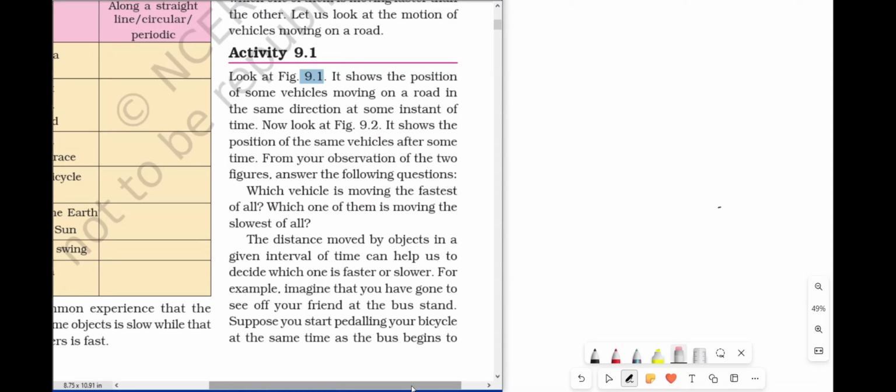So what does this tell us? That the green car must have been moving faster than the other cars. So what does the figure 9.2 show? It shows the position of the same vehicles after some time. From your observation of the two figures, answer the following questions. Which vehicle is moving the fastest of all? Which one of them is moving the slowest of all? So you can easily guess which is moving the fastest, which is moving the slowest.